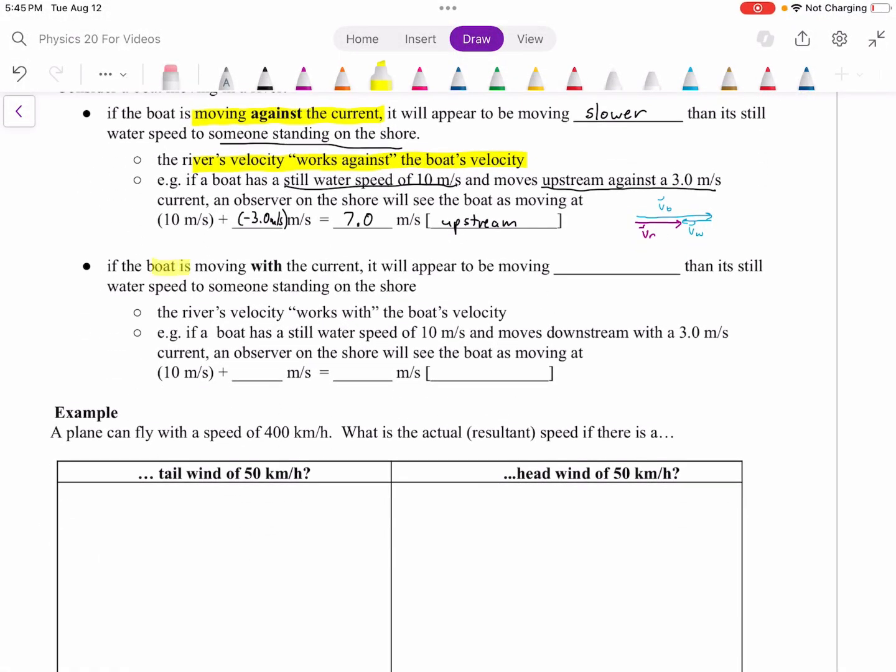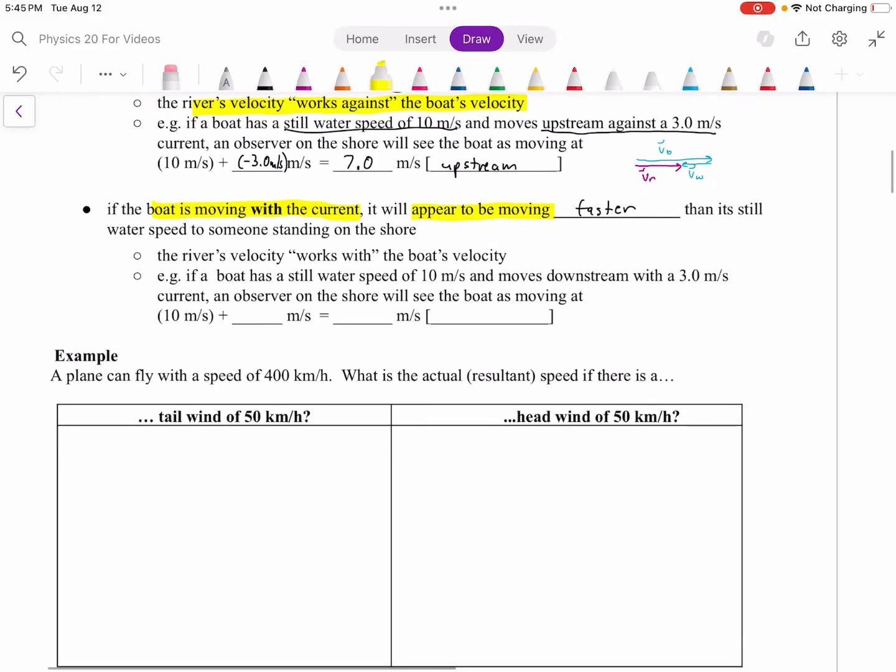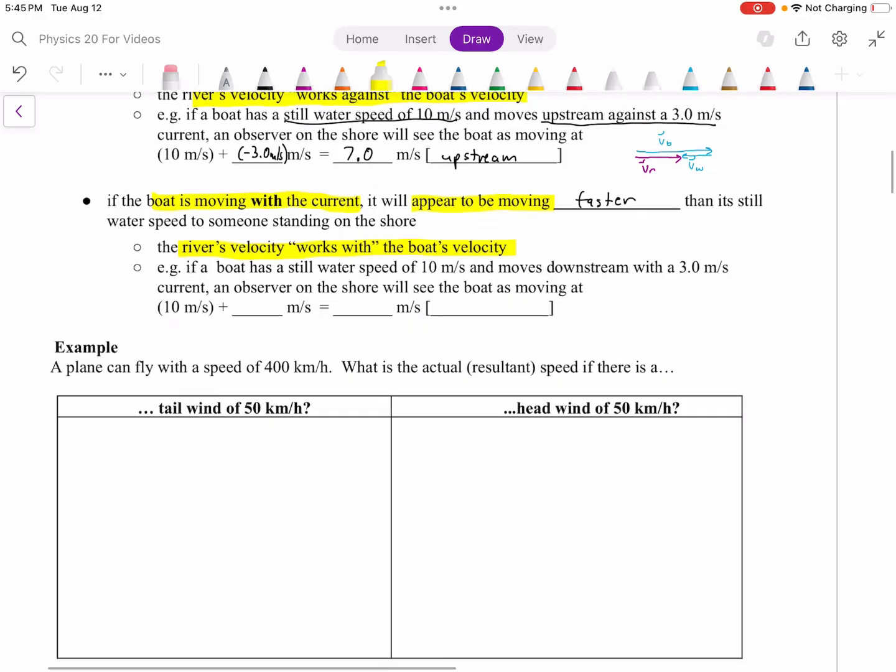Now, if the boat is moving with the current in the same direction, it's going to appear to be moving faster than its still water speed because it's moving at that still water speed through the water, but the water itself is also moving in that direction. So if we're standing off to the side on the shore, right, it's going to look like it's going as fast as it can go plus the water's velocity on top of that, right? In that case, the river's velocity works with the boat's velocity.